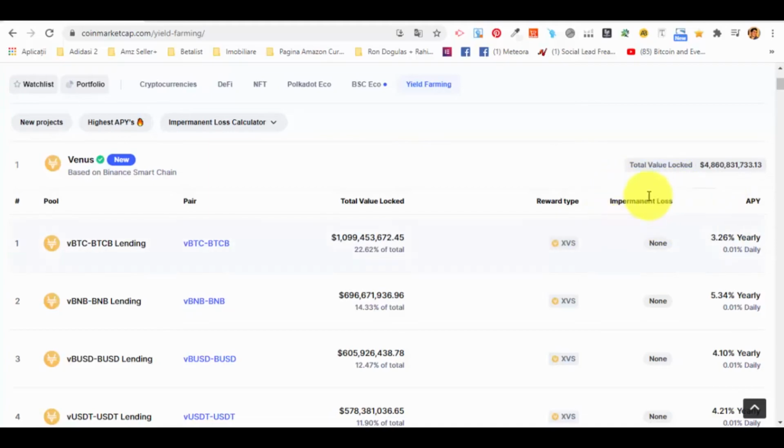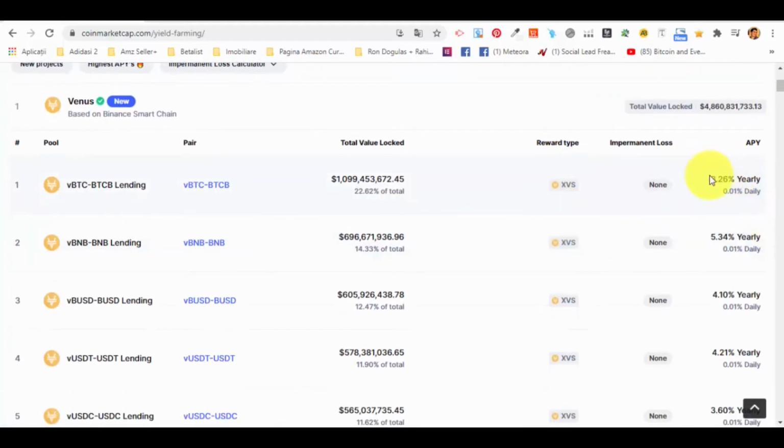We have this indicator which says impermanent loss, so the risk of impermanent loss, and the reward type, basically what you are earning. You are earning a percentage of this. So this is the type of token, or coin, or cryptocurrency that you are going to earn. And obviously you want something which has a potentially high return, a low impermanent loss rate, and a reward type which is highly liquid, or has a lot of demand in the market, or can be used easily, right?